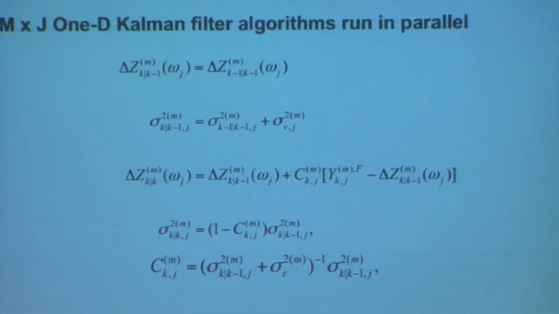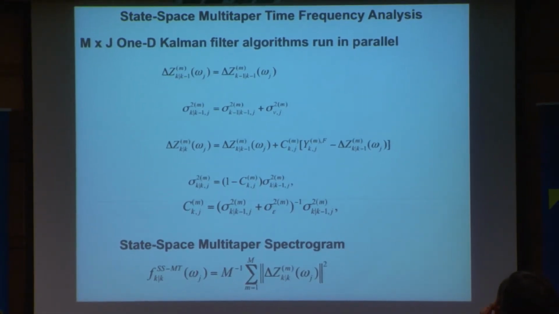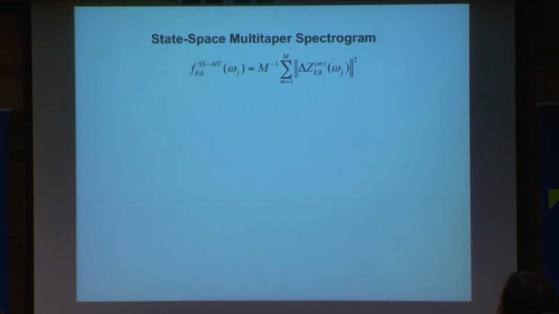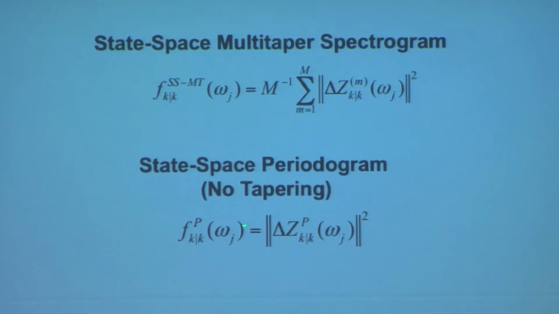Here's a taper. It has J of these. They run across. Here's another taper. It has J and so forth. Then once you run it one step, you just average across them, and now you're using time as well as the tapering. So that's the multi-taper idea. There's the Kalman gain, and that's the average. You just average over those sets of tapers. So that's the state space multi-taper spectrogram. If you didn't taper at all, you would get a state space periodogram.